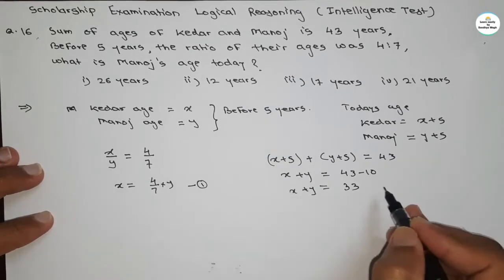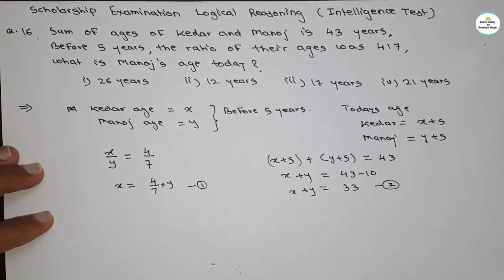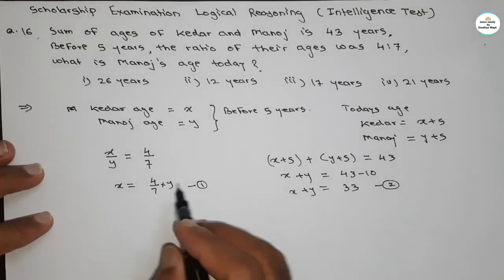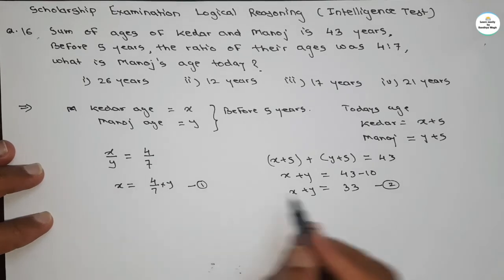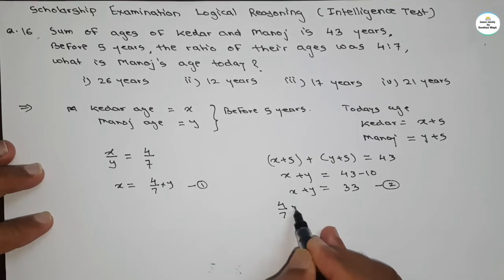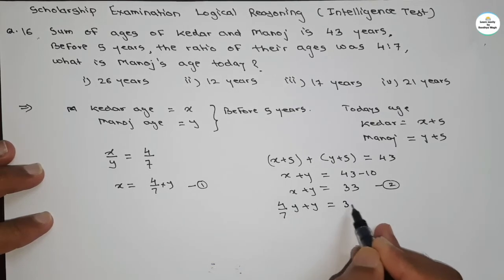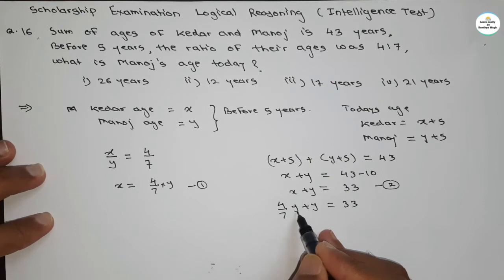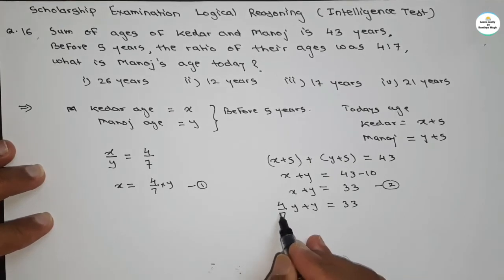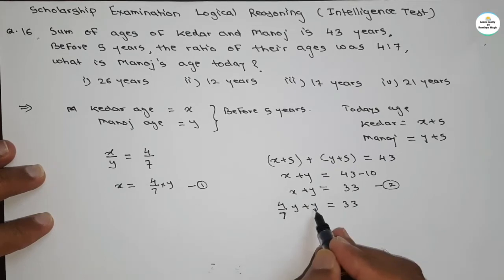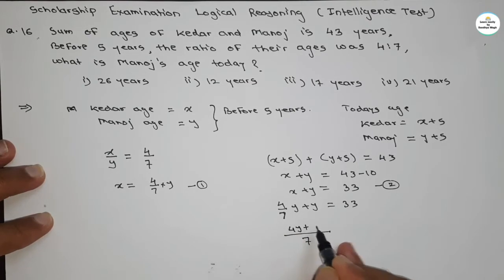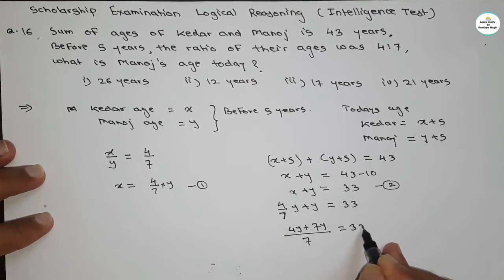We got two equations here. See, always deriving equations is very important, then only we can find the values of these variables. Now put the value of X in this equation. What is X? 4 upon 7 into Y plus Y equal to 33. In this equation, only one variable is there, so we can find the value of Y. Now 7 is there, make common denominator 7. So here will be 4Y plus 7Y equal to 33.